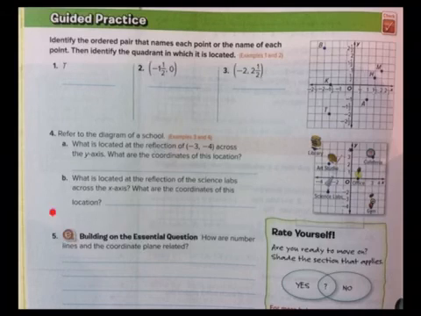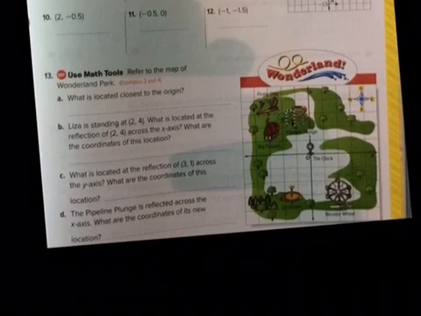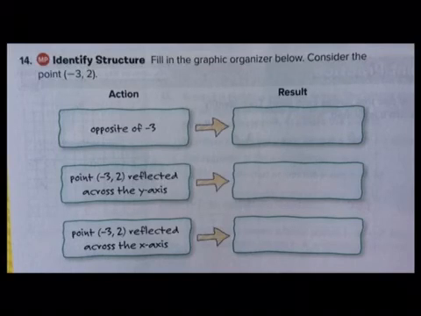Please save the guided practice for class, but complete the independent practice, both front and back of the page. Actually, let's do this again together as another key answer. For those of you that forget to turn the page, please copy these answers down.